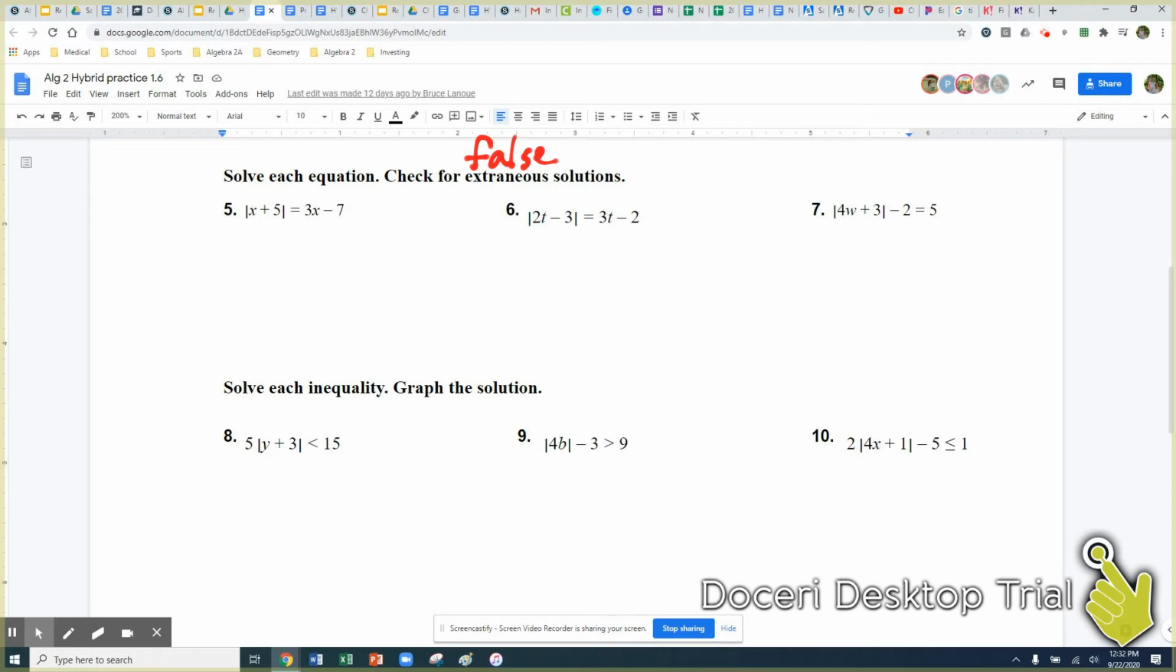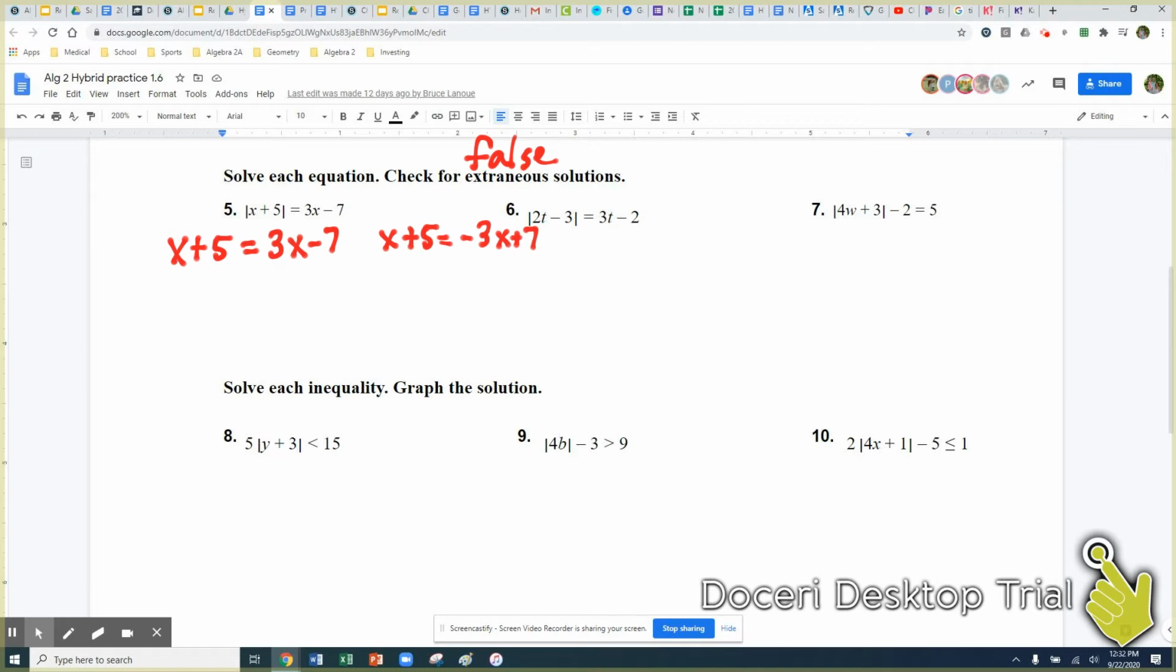So when I set up my two equations, I'm going to have x plus 5 could equal the positive version of 3x minus 7. And then also x plus 5 could equal the negative version, which would be negative 3x plus 7. So I'm just taking that 3x minus 7 and I'm going to change both of those to their opposites, because now we're looking at the negative version of that.